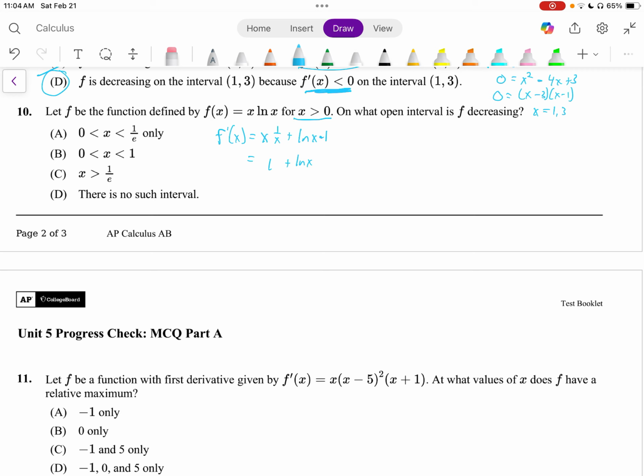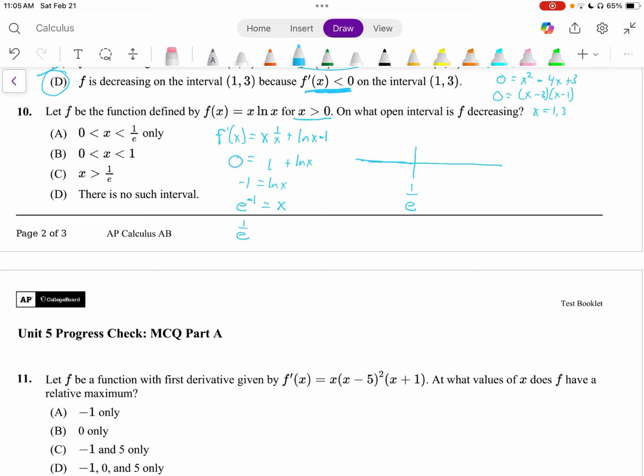We're going to do the same idea as number 9. We're going to set this equal to 0 and solve. So we'll subtract 1 from both sides. So negative 1 equals the natural log of x. Switching to exponential form, this is log base e. So we have e to the negative 1 is equal to x. That's when our derivative is equal to 0, which is 1 over e. As we look at our answers, we see 1 over e there, not e to the negative 1. So we have 1 over e.